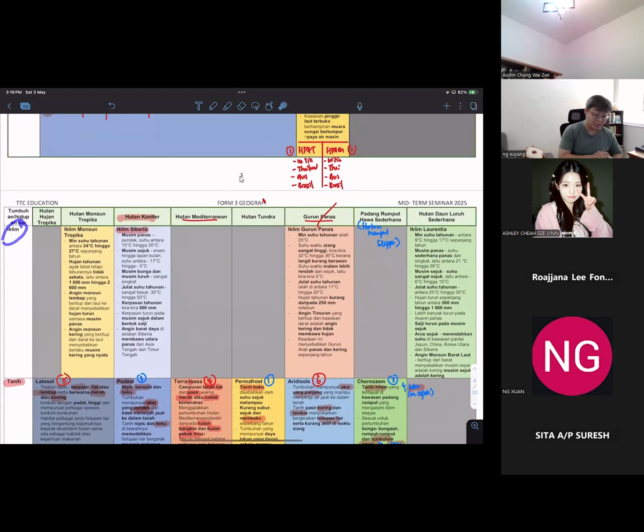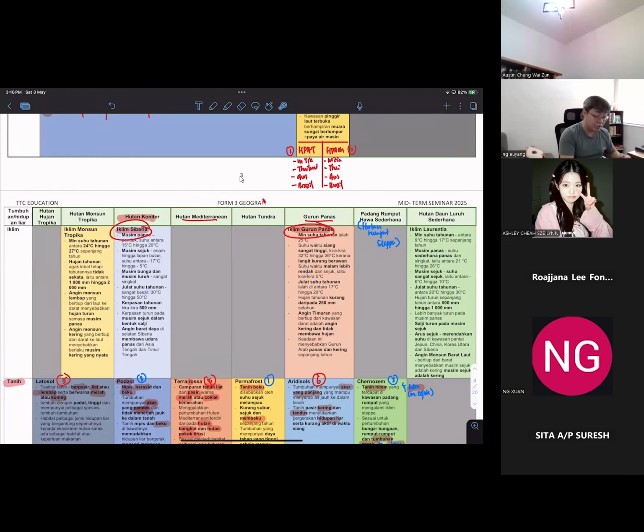So the remaining one is your iklim, right? So guys, rather than spending a lot of time keeping on revising all the iklim, what are the two iklim I asked you to memorize the most? We have four iklim: iklim Siberia, iklim Laurentia, followed by the iklim Monsoon Tropica, and then the iklim Gurun Panas, right? Always try to memorize the coldest and then the warmest. So guys, you can circle now. For the iklim, always Siberia first, and then the iklim Gurun Panas. If you are still able to, then try to memorize more on Monsoon Tropica and then Laurentia later. Okay, just for the iklim.